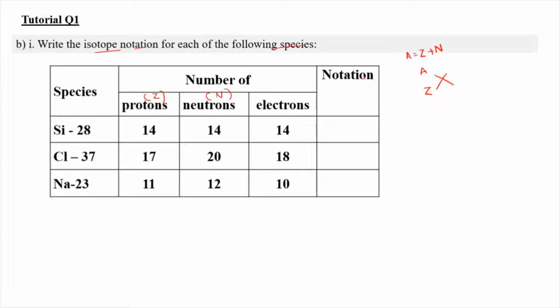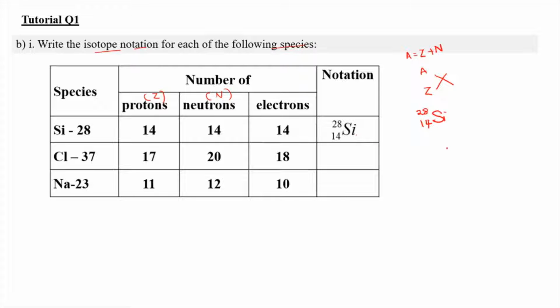So for the notation of silicon, it's basically going to be Si, and then the proton number is going to be 14, and then the nuclear number is basically proton plus neutron, which is going to be 28. And because the proton number and the electron number are the same, it doesn't have any charge. So it's going to look something like this.